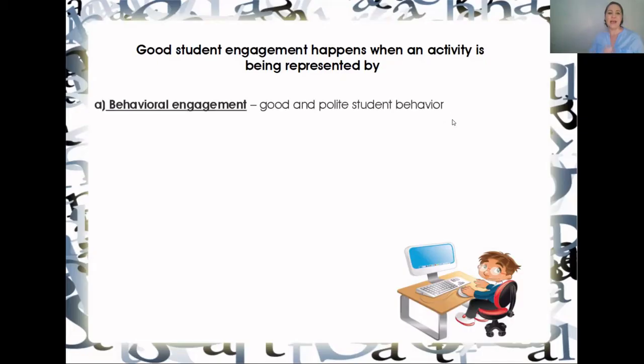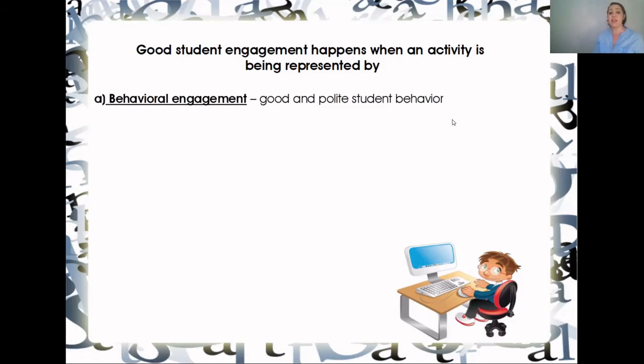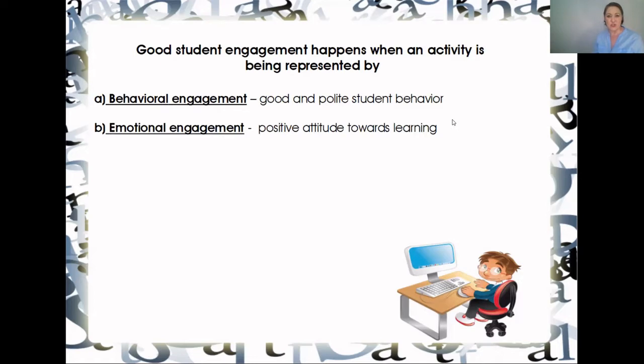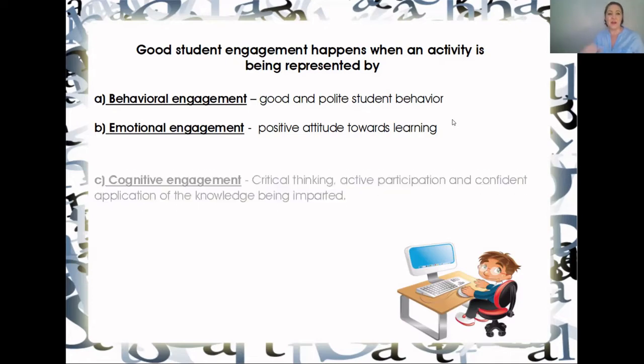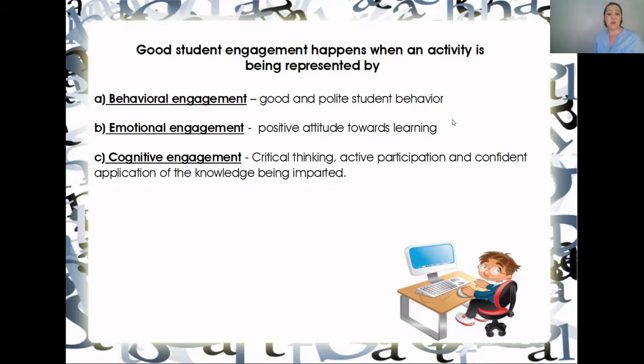Good student engagement happens when activity is being presented by, number 1, behavioral engagement. Behavioral engagement is good and polite behavior. Good manners, smiling, yes teacher, thank you teacher. Just an all-round golden student. Next, we have emotional engagement, which is a positive attitude towards learning, wanting to answer, putting the hand up, excited about participating in the class. Then we have cognitive engagement, where the student is thinking critically, answering questions, actively participating with confident application of the knowledge that you are imparting to the student.